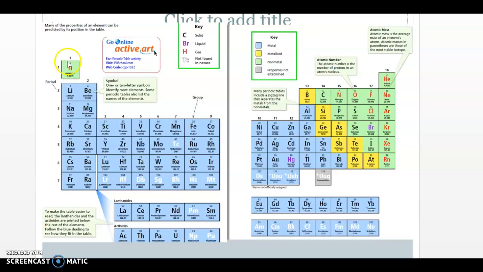Now notice hydrogen sits up above here. It's not actually part of this family. It kind of is, but it's not really. It's kind of an extra to that family. And the only reason why it's put over here is because it only has 1 electron, which means it needs to do a lot of bonding.